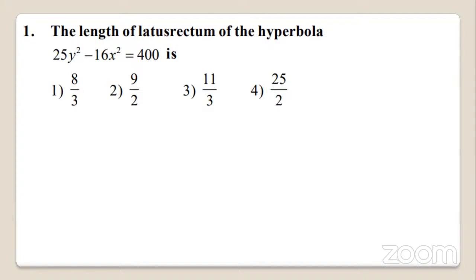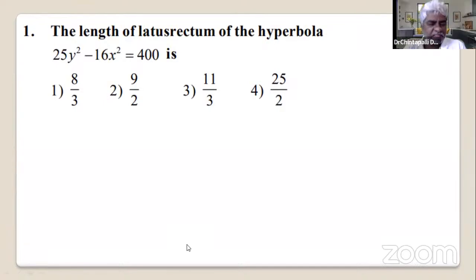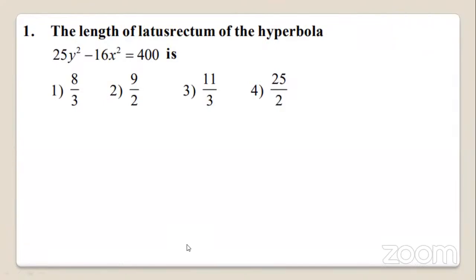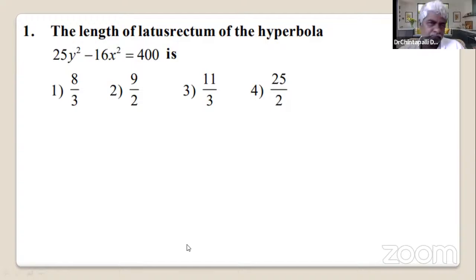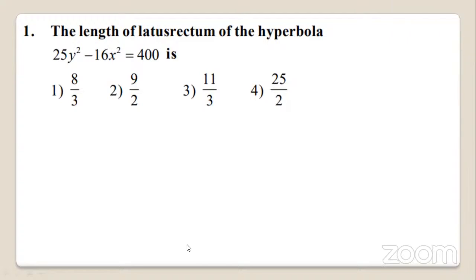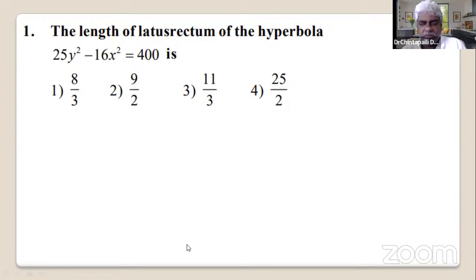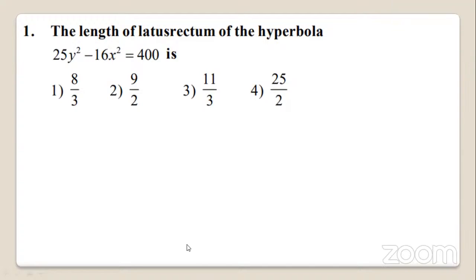Just divide both sides by 400. Yes, go ahead. What is a square? 16. Very good. And b square is 25. Which is greater, a or b? A is less than b, sir.